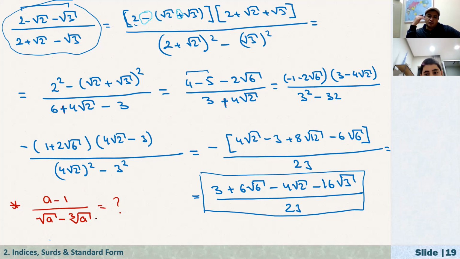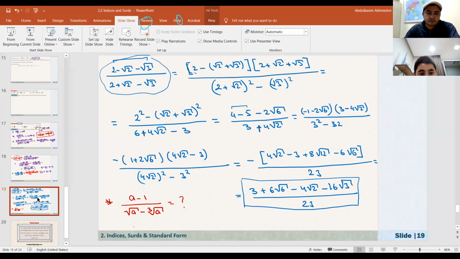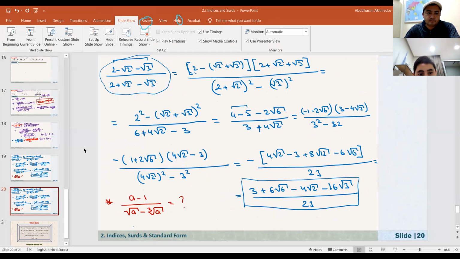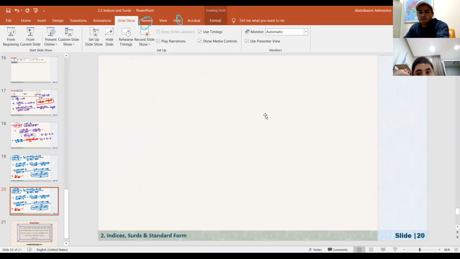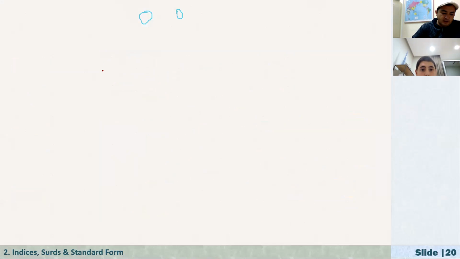You can do it on paper, or should it be multiplied each side by root of a plus cubic root of a? Okay. Let me write again. Here we have a minus 1 over square root of a minus cube root of a.